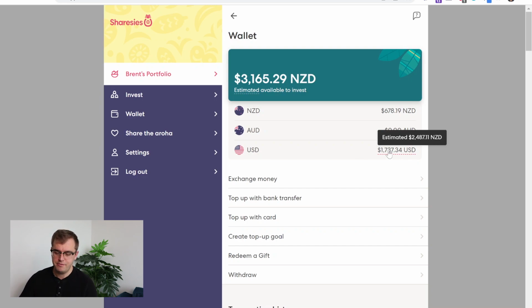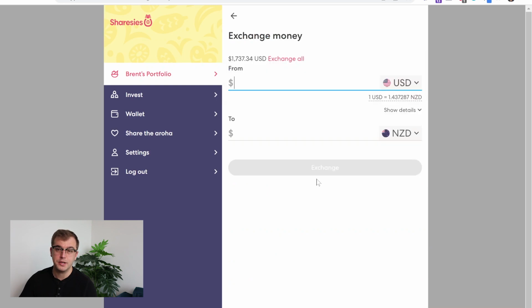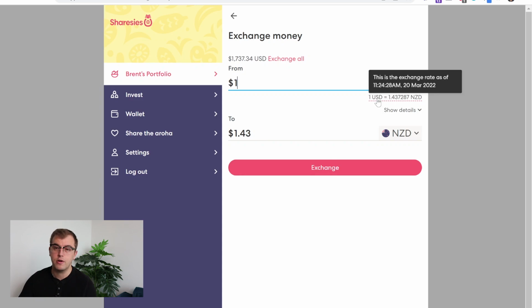So the first selection we have here is exchange money, and this is where we can move our foreign currency back into New Zealand dollars. And this is important if we want to withdraw any money because everything must be in New Zealand dollars. So if we put in here, for example, $1 US, we can see that we can get 1.43 New Zealand dollars. And we can see the exchange rate down here. And if we hover over that, we can see that it's the latest price.